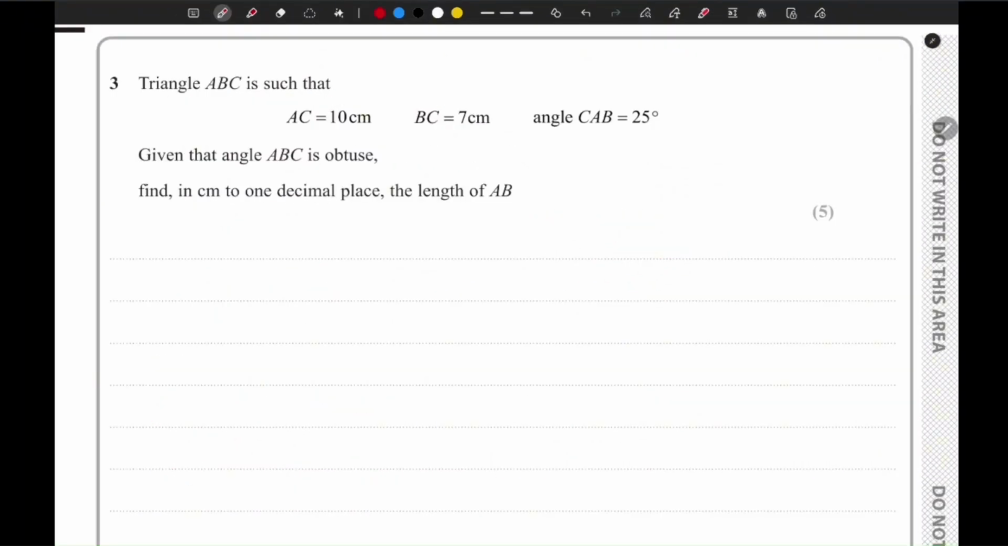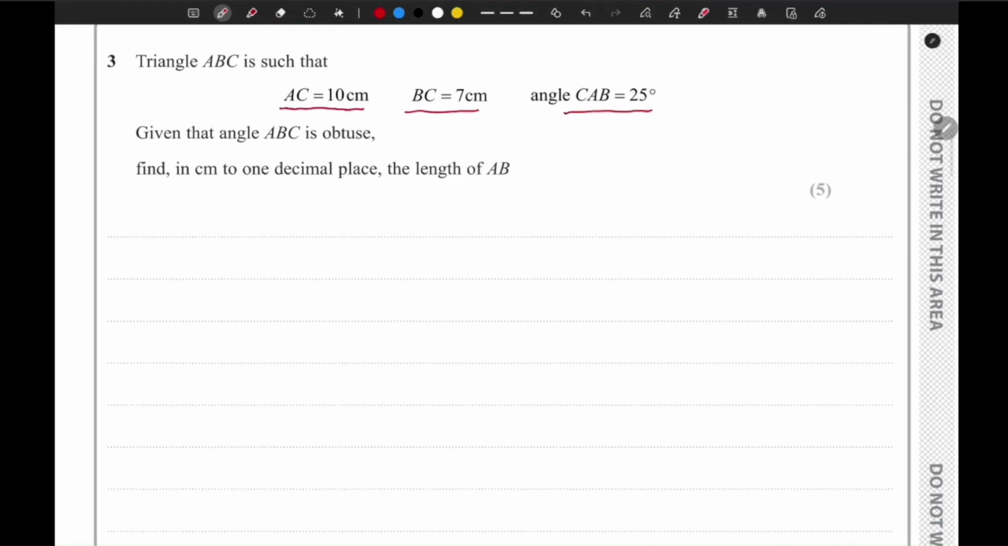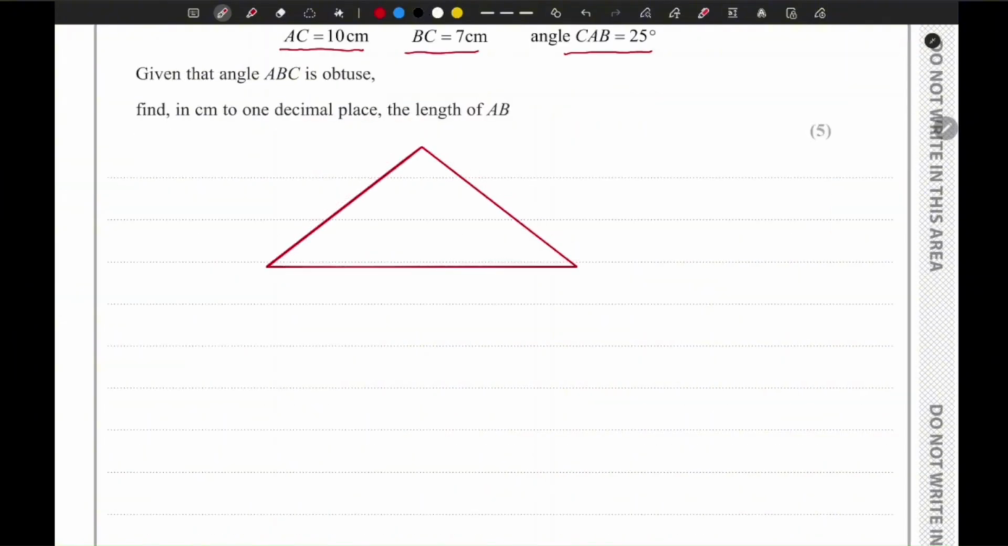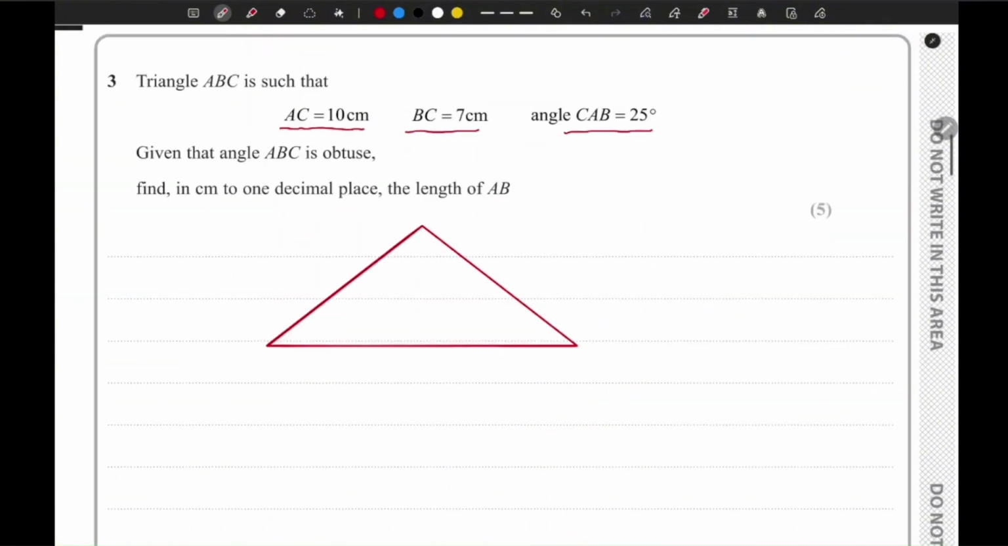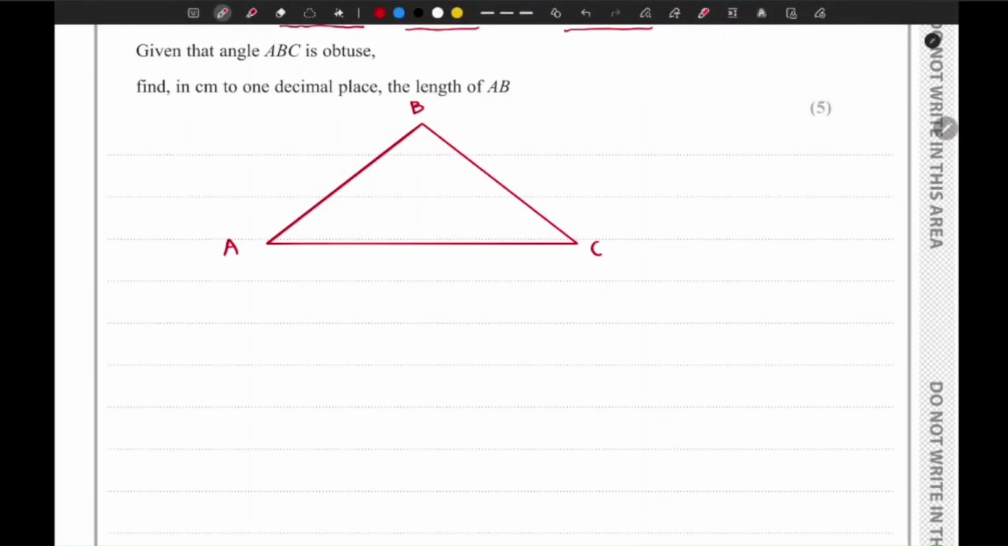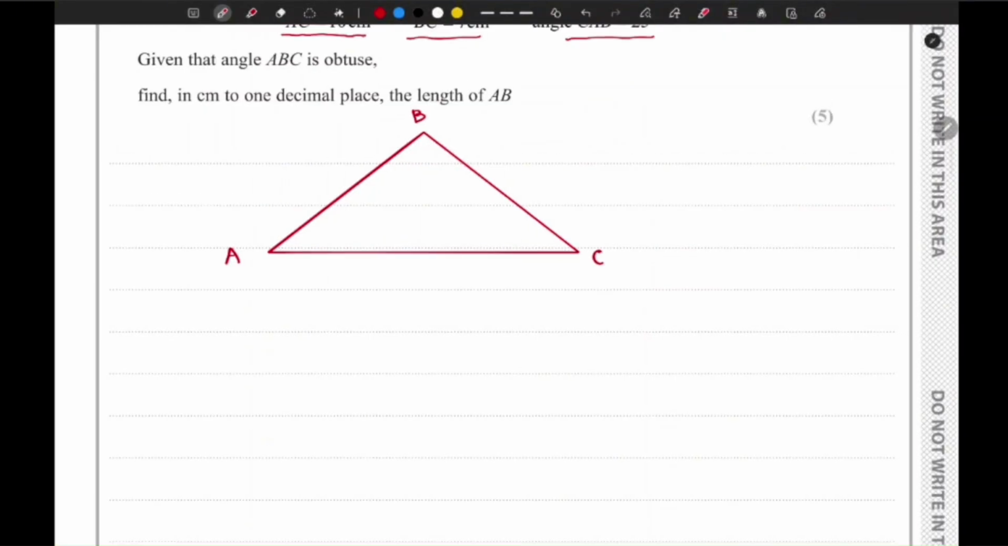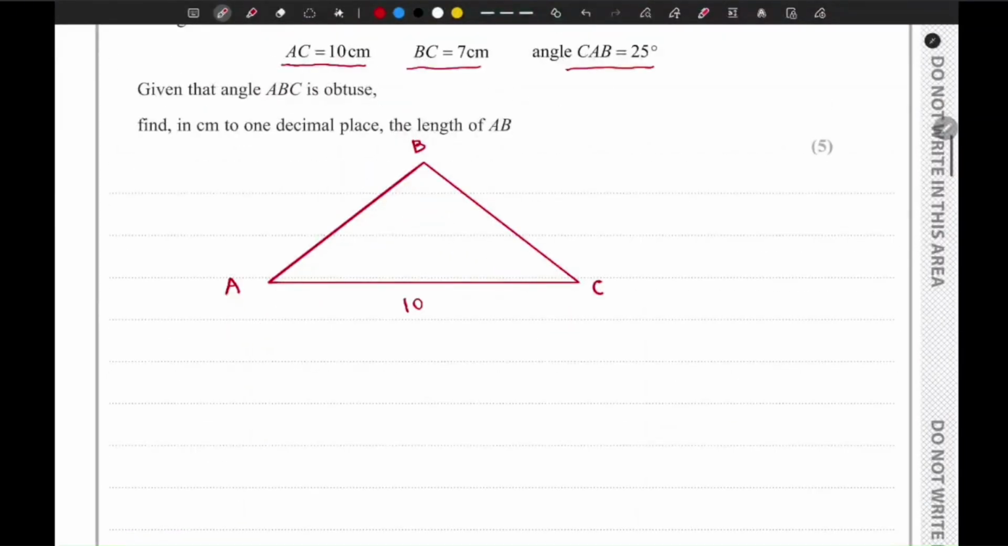Now moving on to the next question. There is a triangle ABC such that AC is equal to 10 centimeters, BC is 7, and angle CAB is 25. So let's draw a triangle. Let's assume that we can just draw an imaginary triangle. So this will be A, B, and C. Now AC is 10 centimeters and BC is 7 centimeters and CAB is 25 degrees.